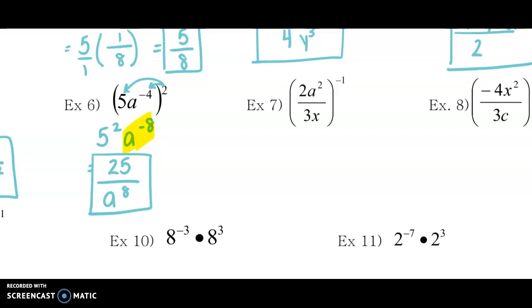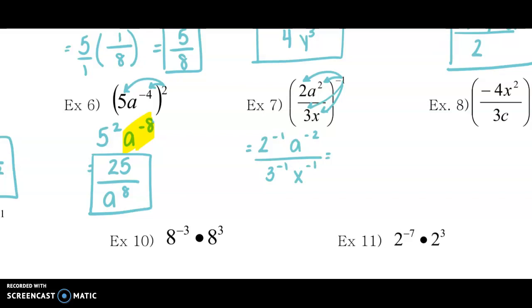Okay, number 7. Distribute that negative first power to everything. It goes to the top, and it actually goes to everything in the bottom as well. That's something new that we haven't really looked at yet. Okay, so 2 to the negative first times a to the negative second over 3 to the negative first times x to the negative first.